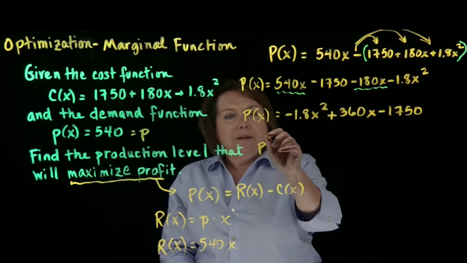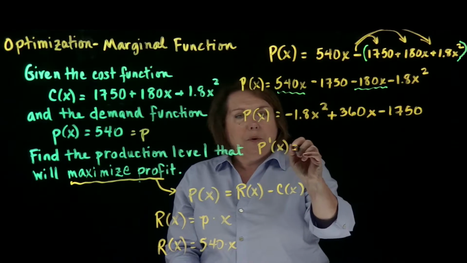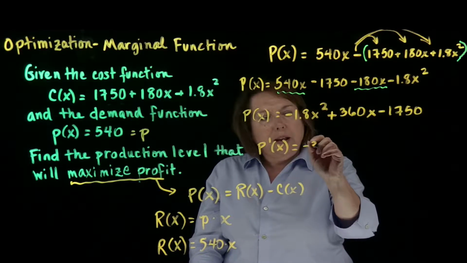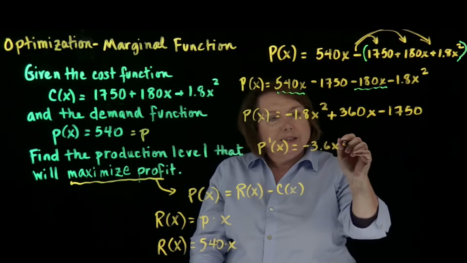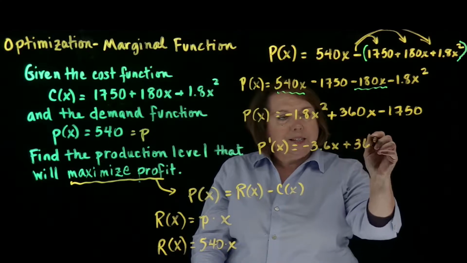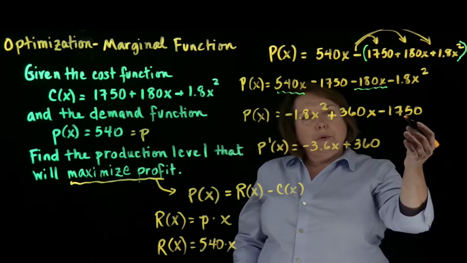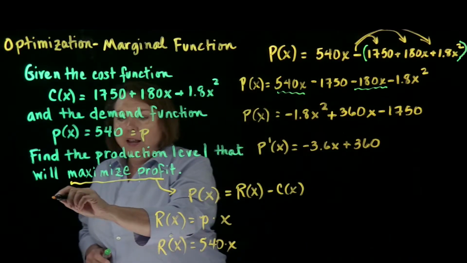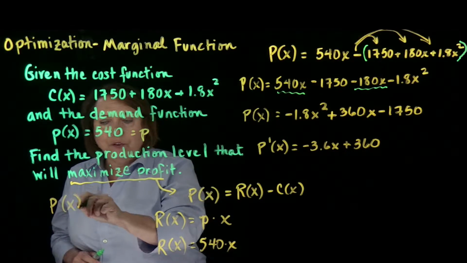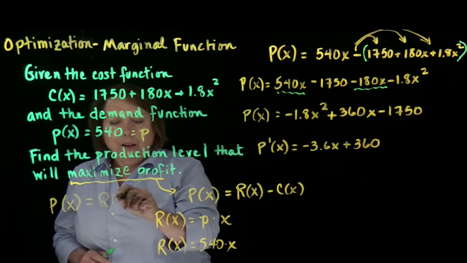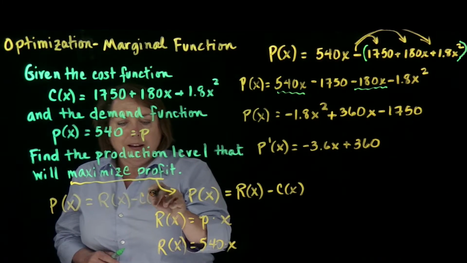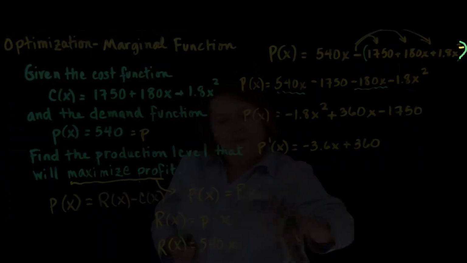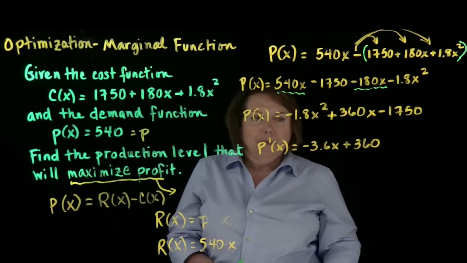So let's do that. Our first derivative of this profit function, negative 1.8 times 2 will be negative 3.6x plus 360. Remember, the derivative of the constant is just 0. Let me go ahead and write my profit equation over here so I can now erase because I need the room. That's good.